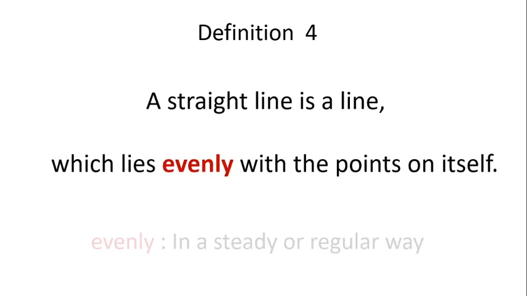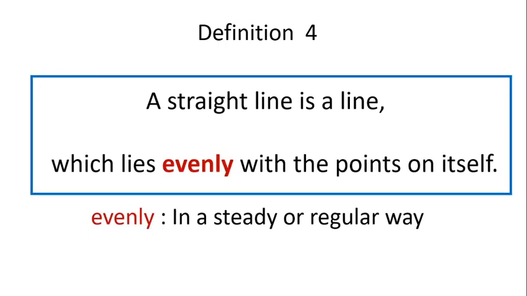Okay. Now definition number 4. A straight line is a line which lies evenly with the points on itself. So definition 4 says something about a straight line. A line can be straight or curved. So when we call a line a straight line, that can be understood if you read definition number 4. It states that a straight line is a line which lies evenly with the points on itself.